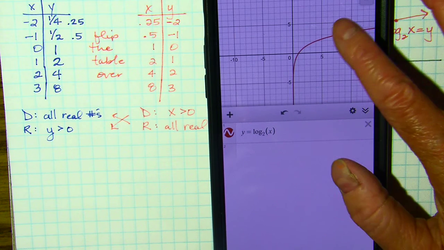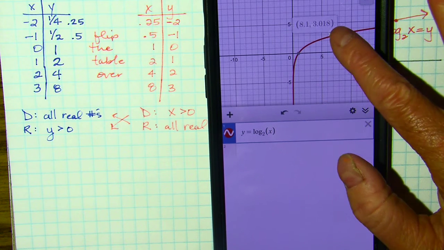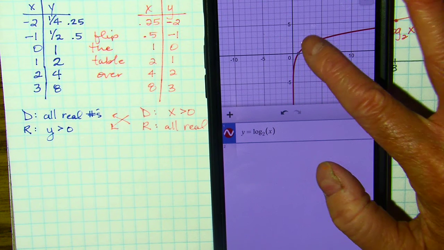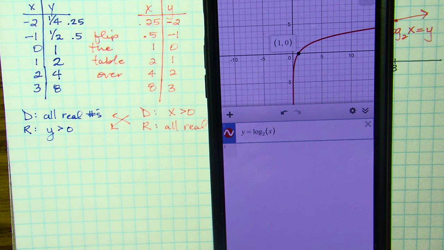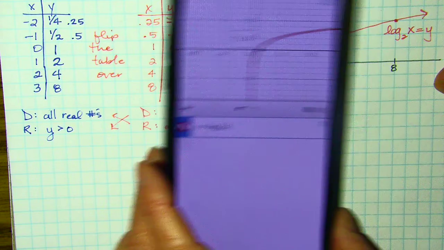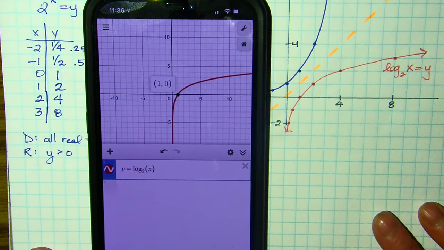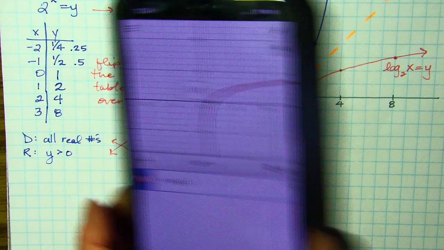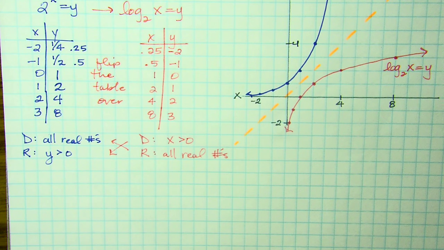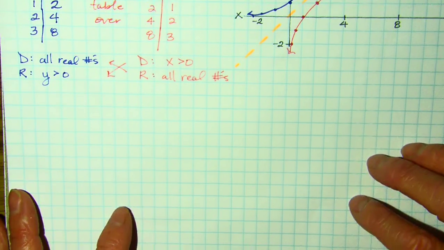You can click on it for points, and there's 8, 3, there's 4, 2, there's 1, 0, but it should support the graph. They're even both in red. Okay, so you can also use Desmos to verify your graphs. But I'm going to do it by hand in case you guys move on to trig.